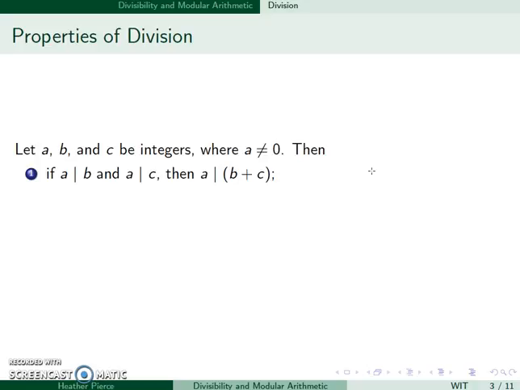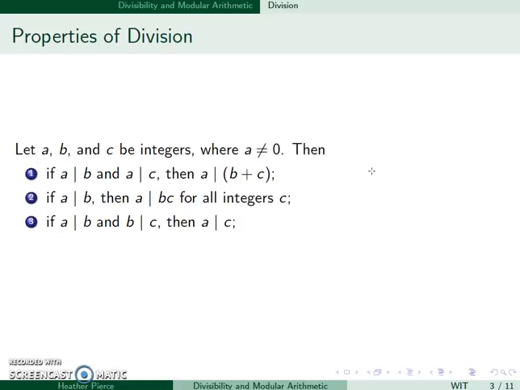Some properties. If a divides b and a divides c, then a divides their sum, b plus c. If a divides b, then a divides bc for all integers c, so it divides every multiple of b. If a divides b and b divides c, then a divides c, so we have this transitive property.